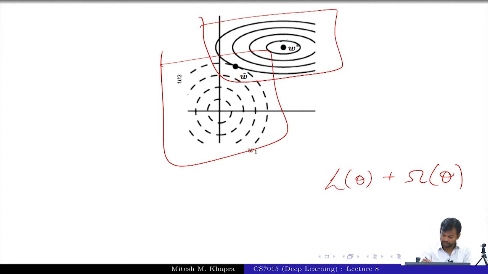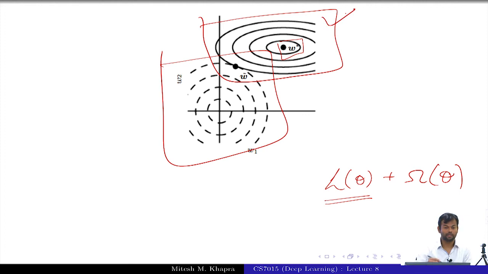The other hint is, what was W star? The solution for the unregularized loss, which means which loss? L theta. Do you need any more hints? Sorry?